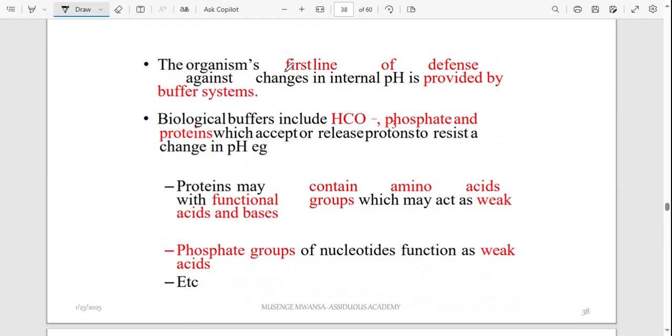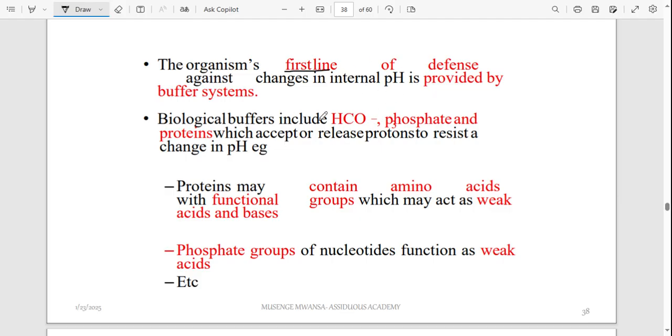Buffers will actually act as a first line of defense. They are part of the immune system. And the first line of defense, we call it the innate immune system. We understand that in immunology. The innate immune system helps us in fighting infection that has come in our body for the first time before the specific part of the immune system that is just targeted to that microorganism that has entered the body can come in. So this is the first line of defense.